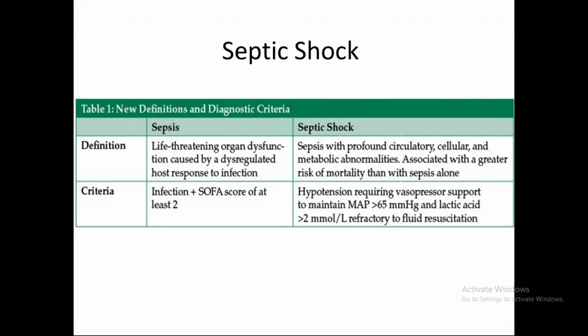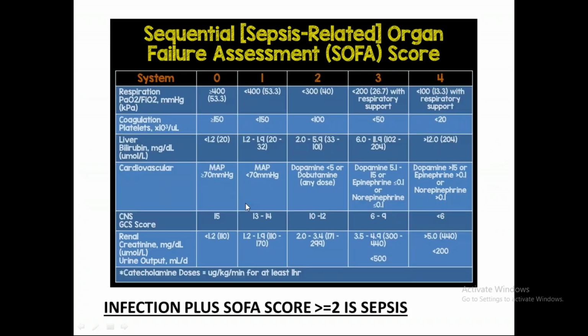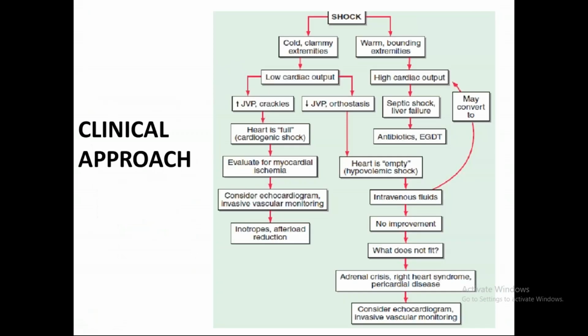Septic shock की definition, ठीक है। Sepsis की definition हमने पढ़ ली, infection plus SOFA score of more than 2. What is septic shock? Now septic shock is when there is hypotension requiring vasopressor support to maintain a mean arterial pressure of more than 65 mmHg, and also lactic acid more than 2 millimoles per liter refractory to fluid resuscitation. So this is the definition of septic shock, ये याद करना पड़ेगा। सेप्सिस कैसे पहचानना है? SOFA score 2 और more than 2. Quick SOFA हो गया, ठीक है.